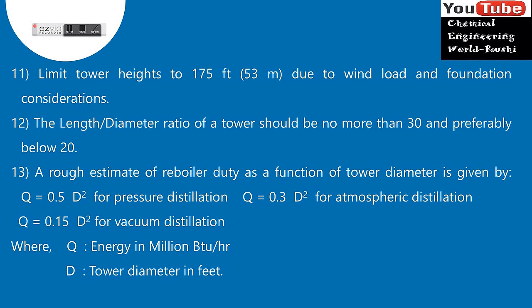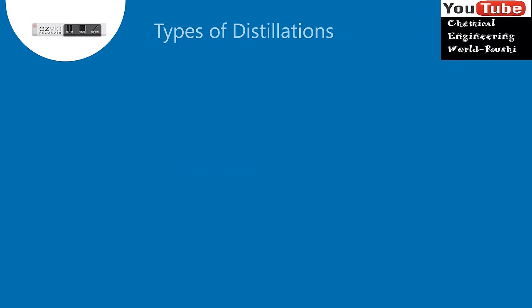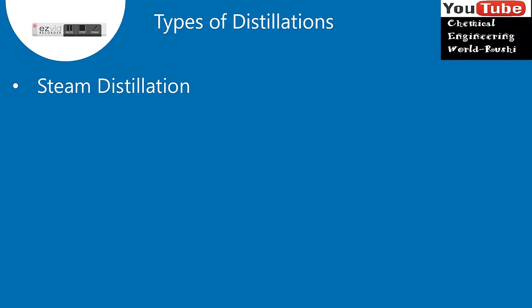13. A rough estimate of reboiler duty as a function of tower diameter is given by Q equals 0.5 D² for pressure distillation, Q equals 0.3 D² for atmospheric distillation, Q equals 0.15 D² for vacuum distillation. Where Q is energy in million BTU per hour and D is tower diameter in feet.